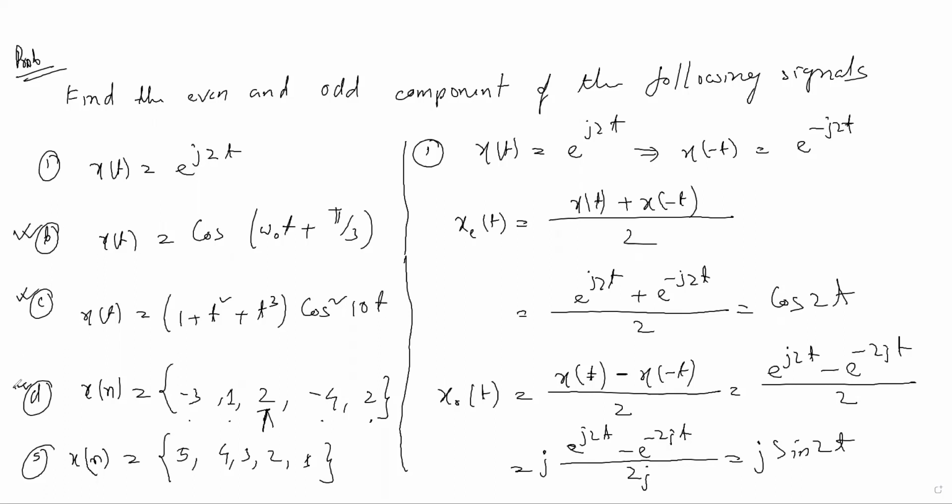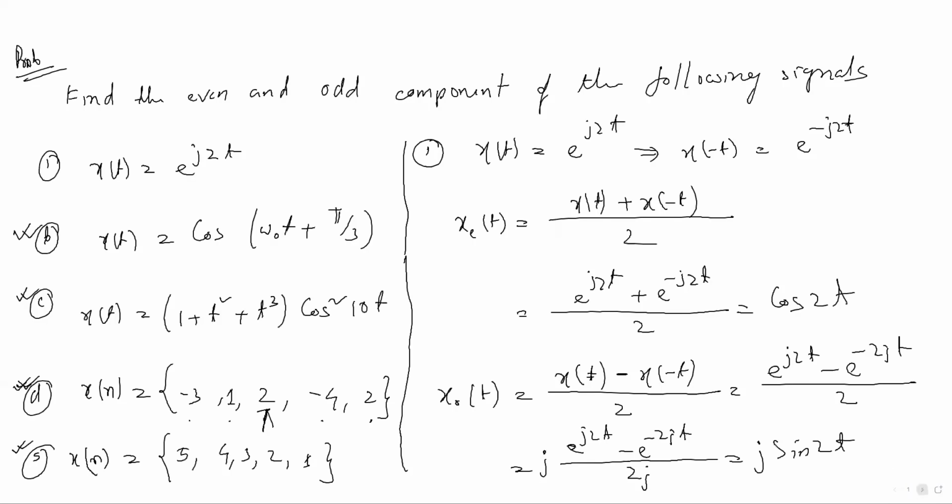Then you practice at your home. These are the homework, the rest of the four. Very easy. You should just apply this formula: x e of t equals x of t plus x of minus t by 2. But come to the next concept. By formula we can find the odd and even part, but how graphically? Let me explain.